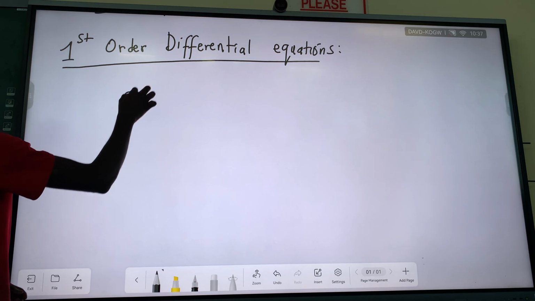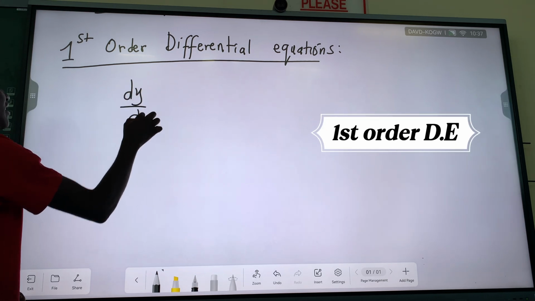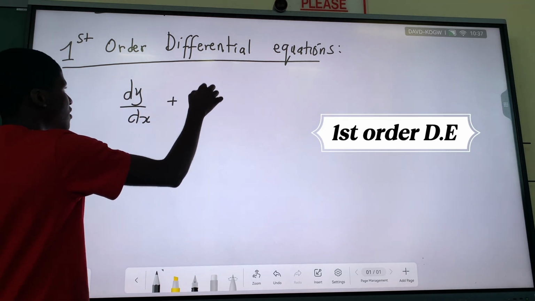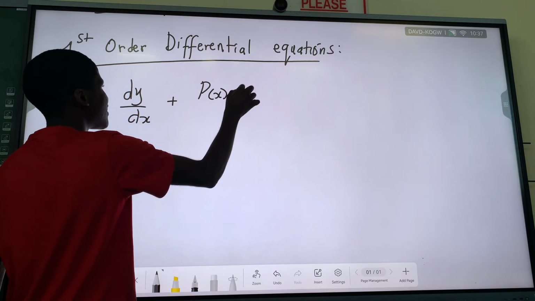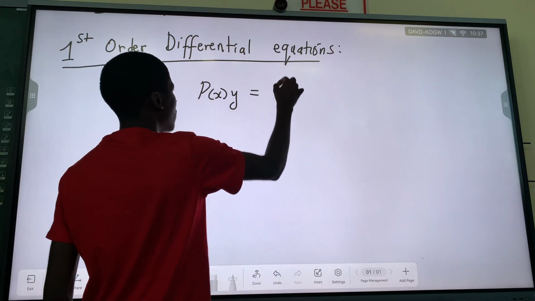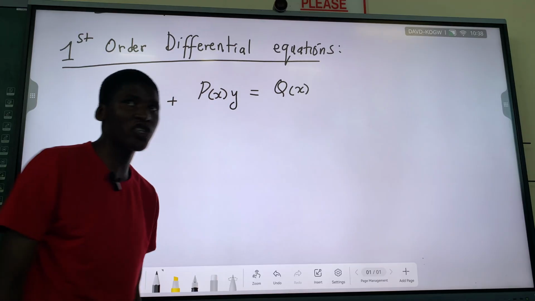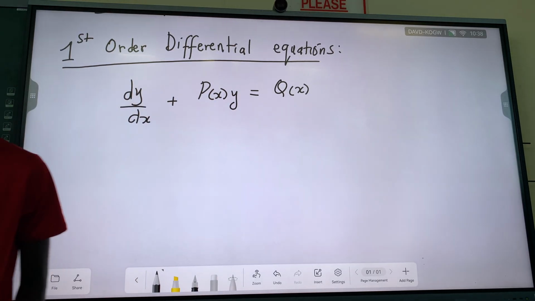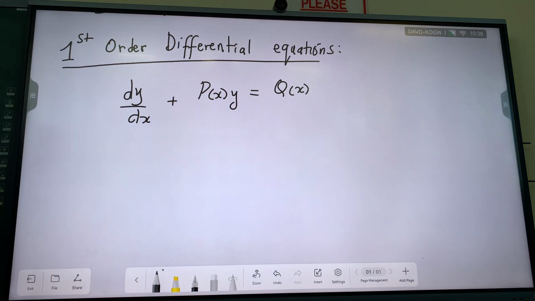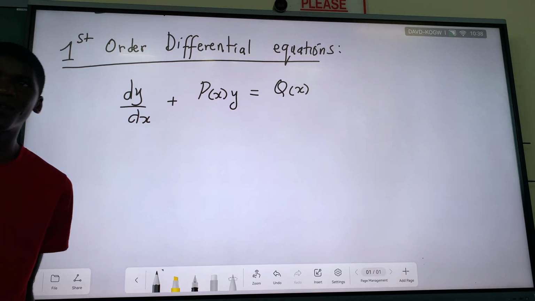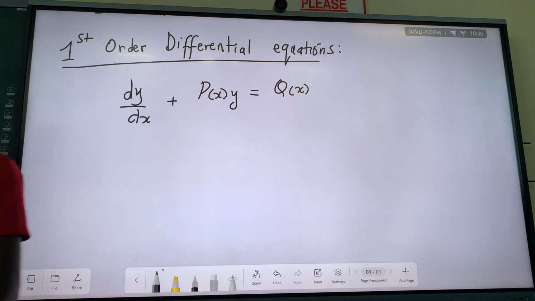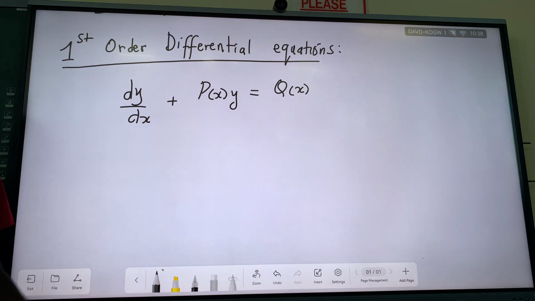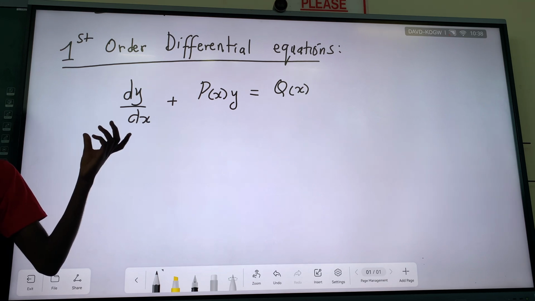First order differential equation, the format that we use is dy/dx plus p(x) y is equal to q(x). So this is the format that we use. Alright. So a first order differential equation appears in this format.